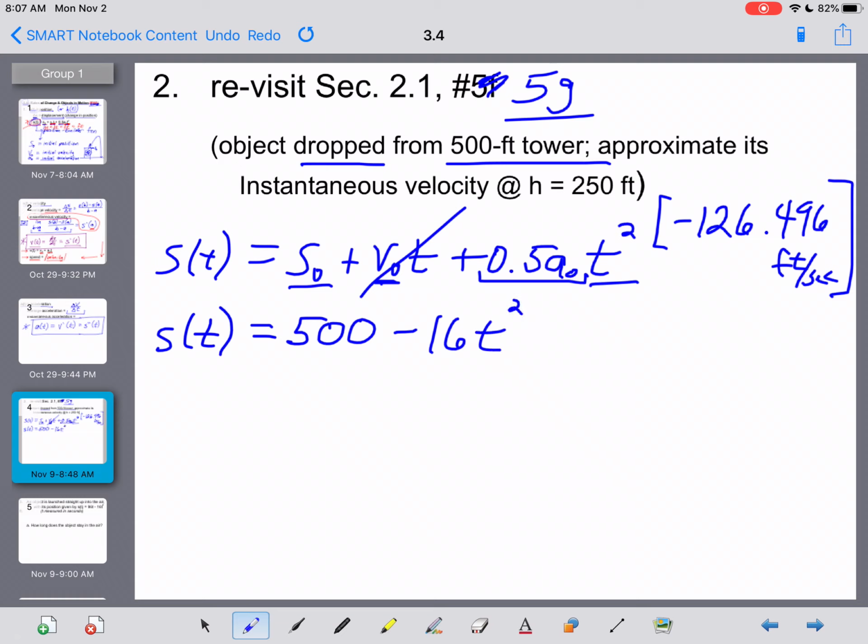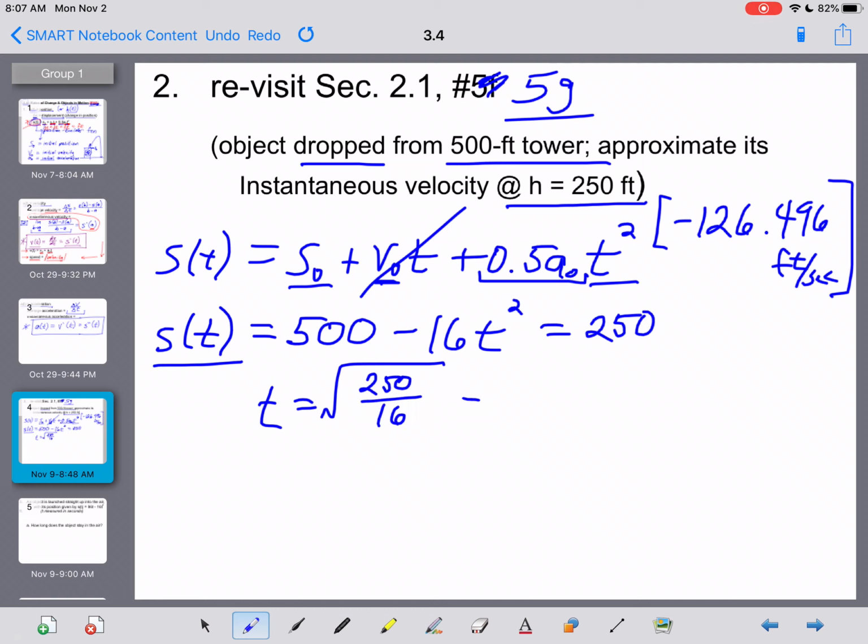So that was the position function, and we wanted to know at what time this object attained a height of 250 feet. So I'm going to set that position function equal to 250. So what happens here, guys? I'm going to skip some of the algebra, but we ended up with t equaling the square root of 250 over 16, and if my notes are correct, we got t to equal 3.953 seconds.